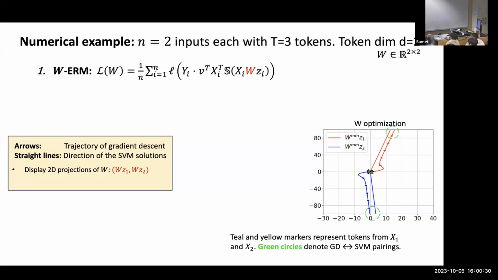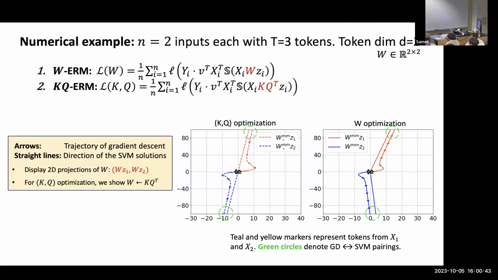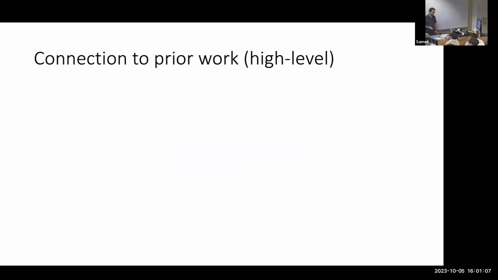Before that, I wanted to discuss what I mean by this SVM equivalence. This is the W optimization, and with W optimization, we show that the implicit bias is a Frobenius norm. If you do KQ optimization, then the implicit bias of gradient descent becomes a nuclear norm, which means that you are solving an SVM with a nuclear norm objective rather than Frobenius. And then you can show that it similarly tracks the behavior. Any questions, just feel free to stop me. This is the distinction between KQ versus W, where this is a nuclear norm kind of solution and this is Frobenius norm.